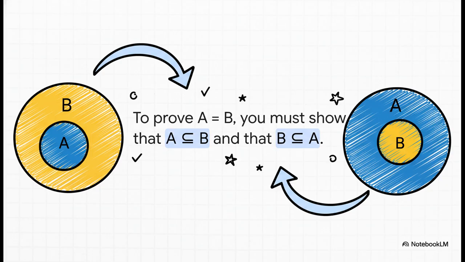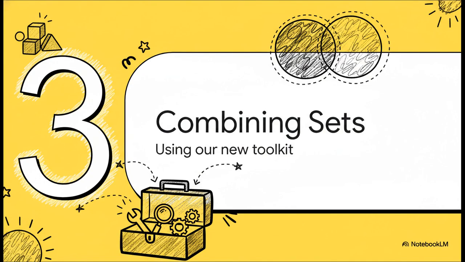It's kind of like making sure two friend lists are identical. You have to check both lists against each other. Only when both of those checks pass can you say, yep, these sets are equal. We've got our blocks, we've got our grammar. Now it's time to actually start building.